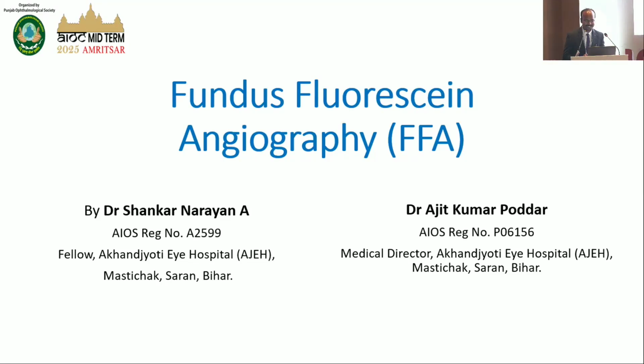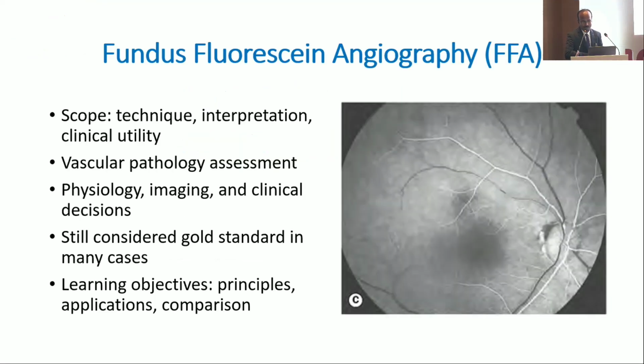Thank you, sir. Then my topic for today's class will be fundus fluorescein angiography. Coming to the introduction, the technique of fundus fluorescein angiography is mainly used to assess the vascular structure of the retina and the choroid using a dye which has a fluorescent property, called fluorescein. This is used to identify vascular pathology and assess the vascularity of the retina.